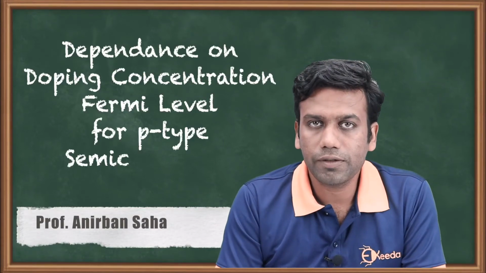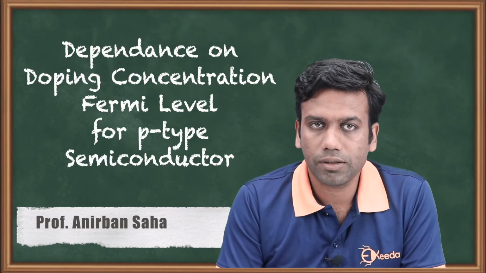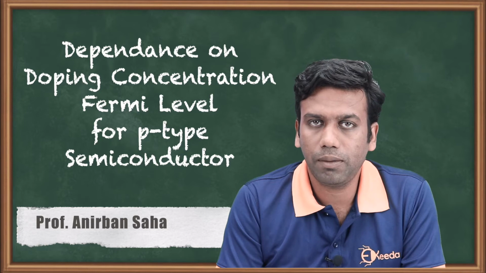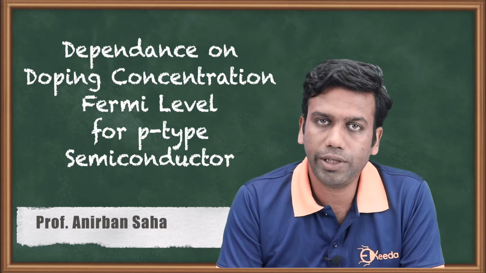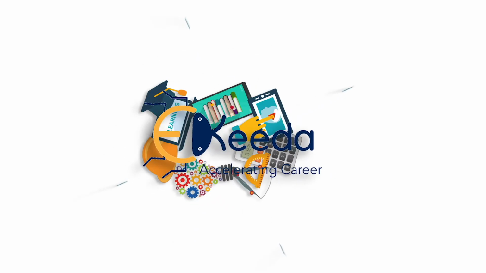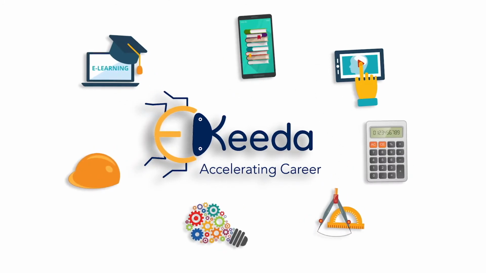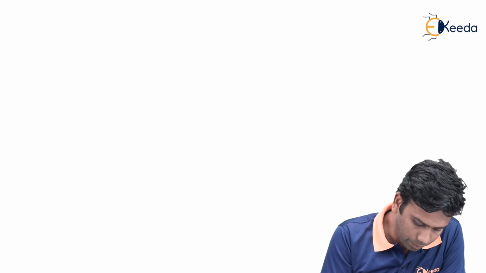Hello friends, in this video we are going to discuss how the position of the Fermi level will change depending on the doping concentration in the p-type semiconductor. So, the doping concentration will control the position of the Fermi level in a p-type semiconductor. Let us see how it is controlling. So, effect of doping.